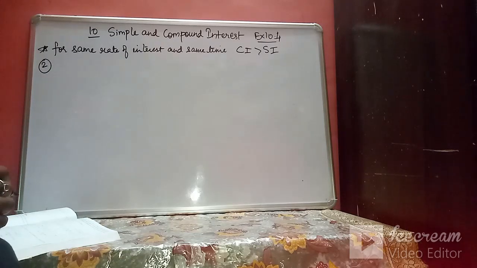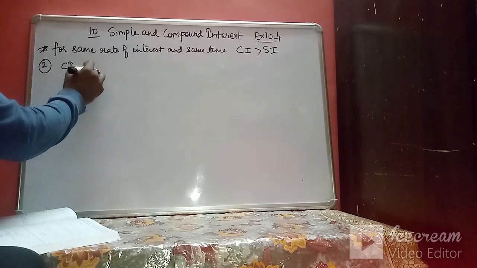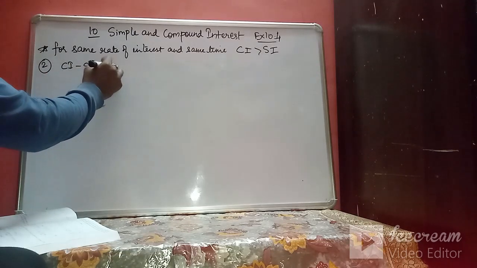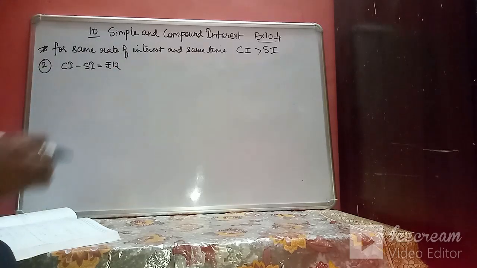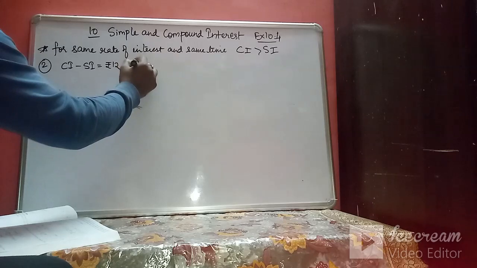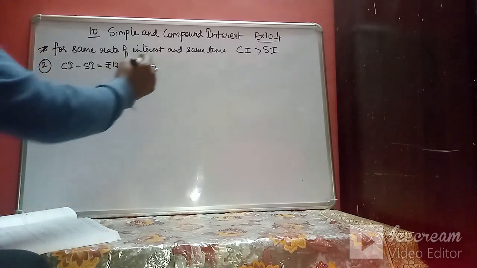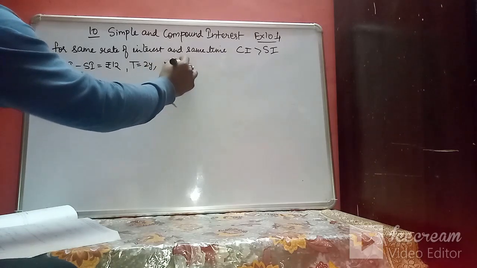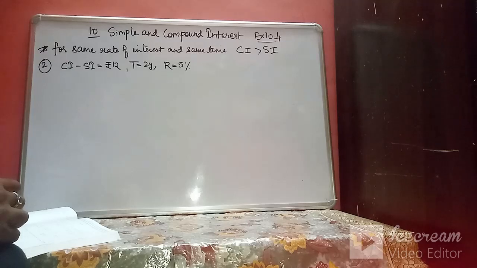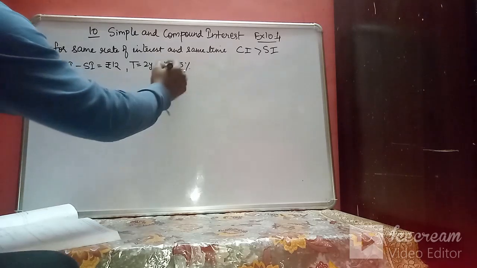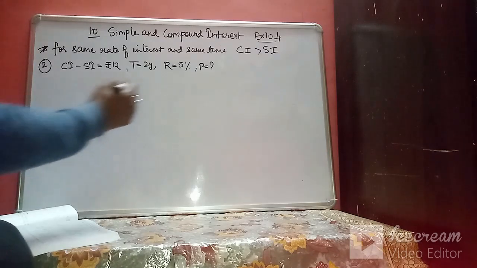If the difference between CI and SI, that is, CI minus SI because CI will be greater than SI, is rupees 12 for 2 years, time here is 2 years, at 5% per annum compounded annually, we have to find the value of the principal. So we have to find what will be the principal.